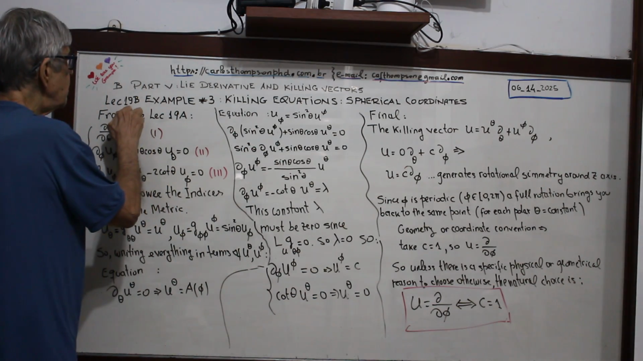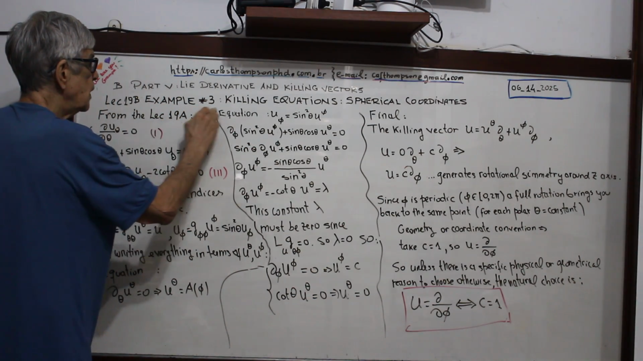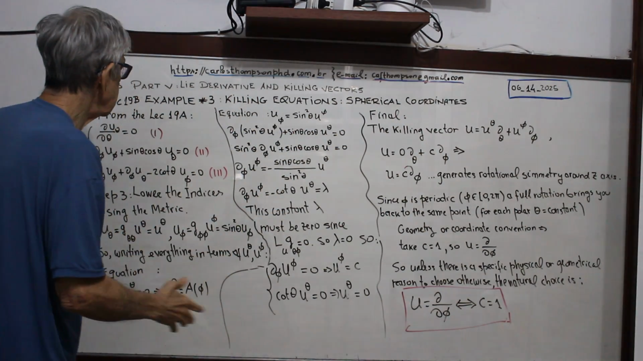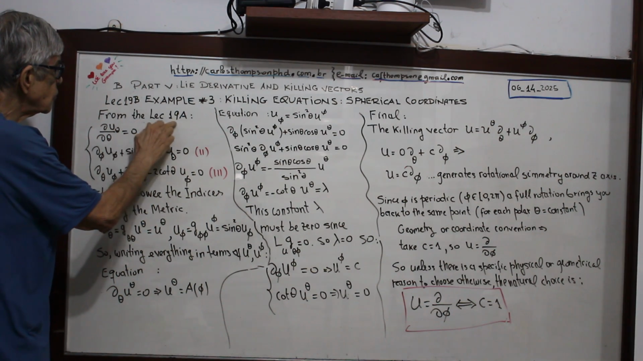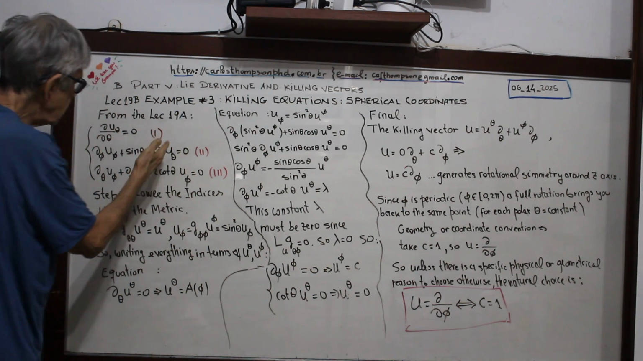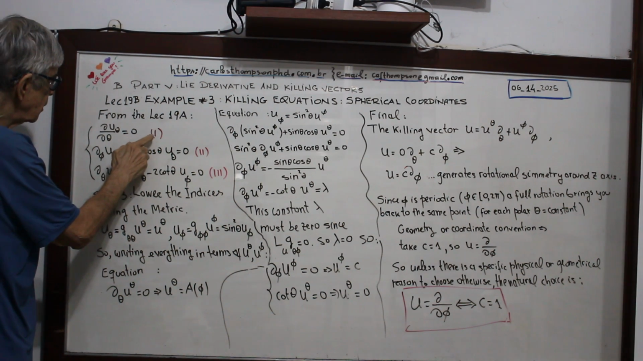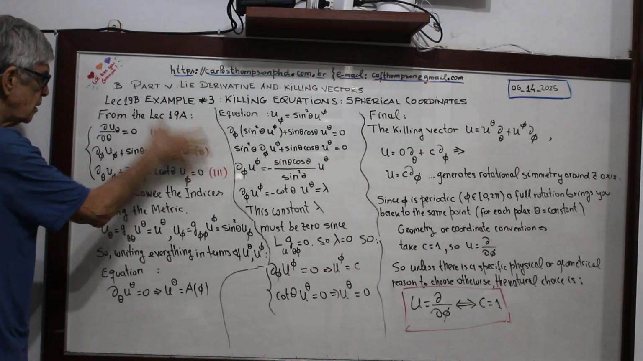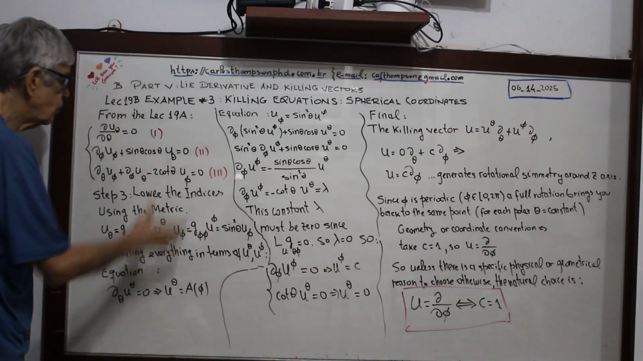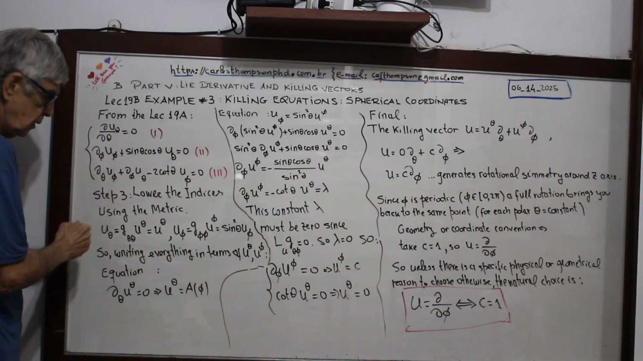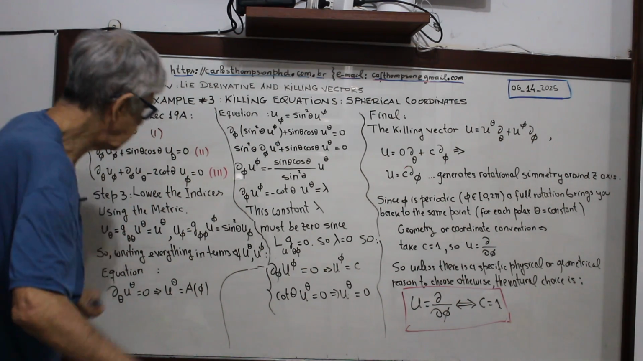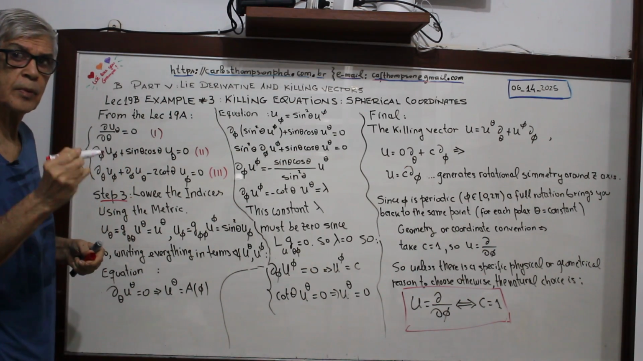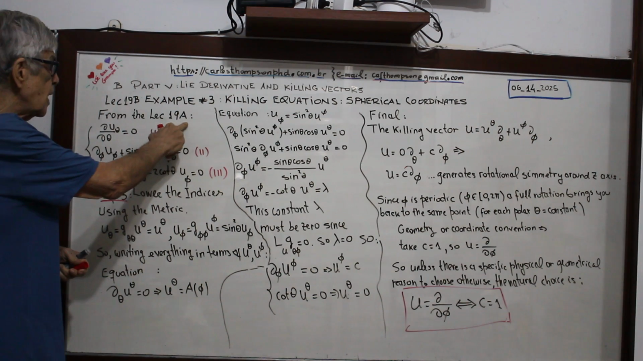Lecture 19b, example number 3, Killing equations, spherical coordinates. Let's continue. From lecture 19a, we derived equations 1, 2, and 3. I just copied them from there and wrote them over here. So, this is step 3, following steps 1 and 2 from lecture 19a.